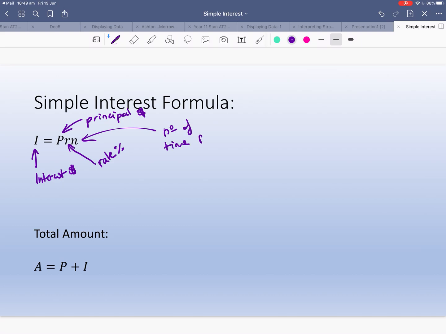So make sure you write this in your book. I normally do a clock. Those are the different things that we're looking for, and a question may have all of it. Now this one's A, total amount, and that means total amount, and it is money. If we want to find the total amount, we need to put the principal plus the interest. So make sure you write this one down as well as our total amount.